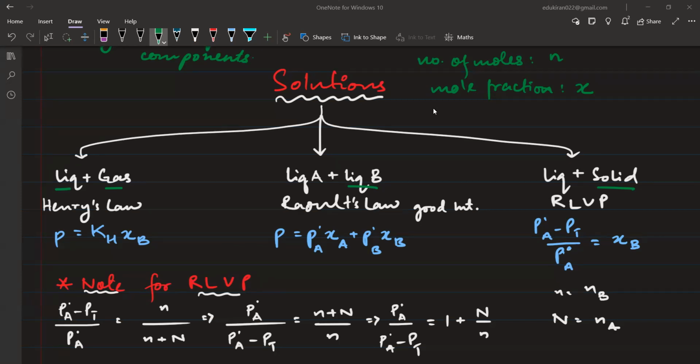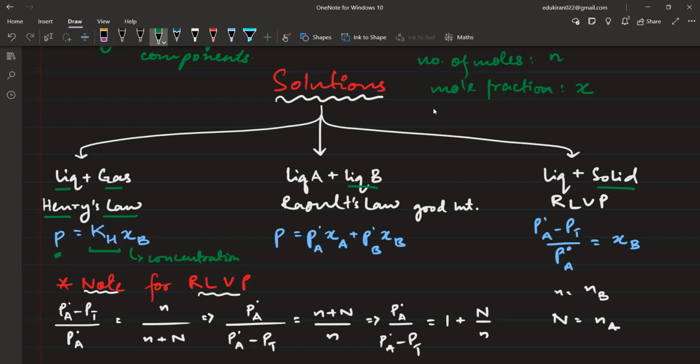Now, we are dealing with solutions, and the first thing that we are going to do is the liquid and gas solution. Liquid and gas solution is explained by Henry's law, and it states that the partial pressure of the gas inside solution is directly proportional to the mole fraction. Now, it is not necessary that it is mole fraction; this is basically any concentration. It is directly proportional to the concentration of the gas inside the solution. And in order to remove the proportionality sign, we use the constant that is KH.